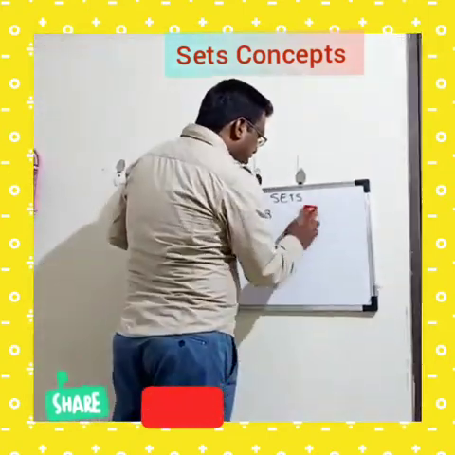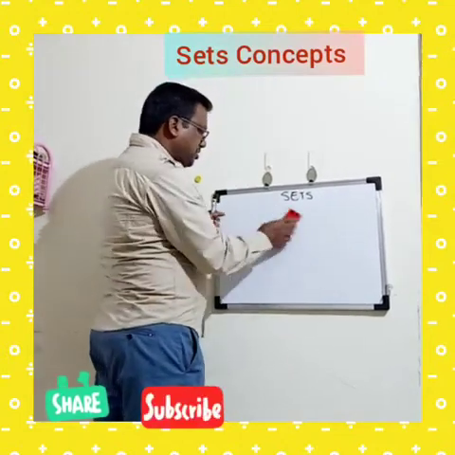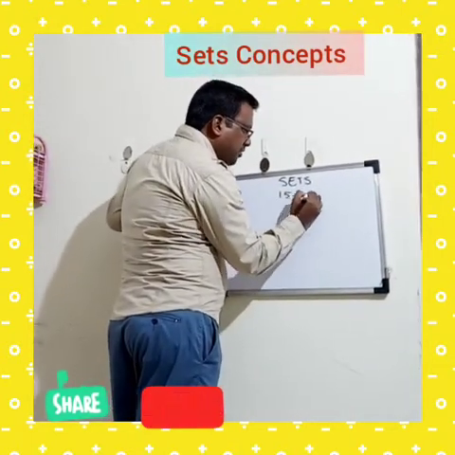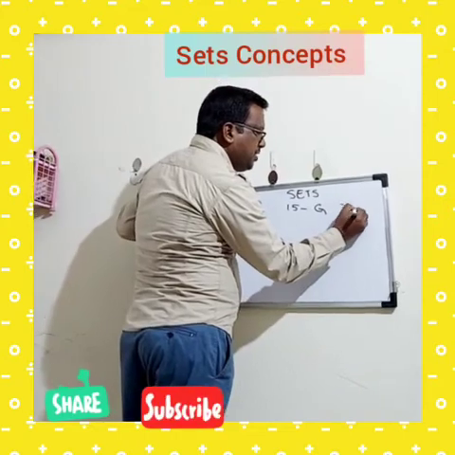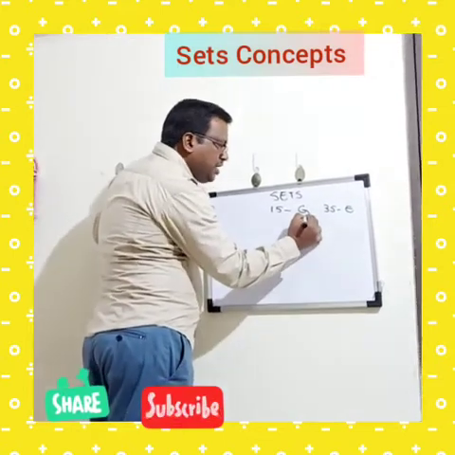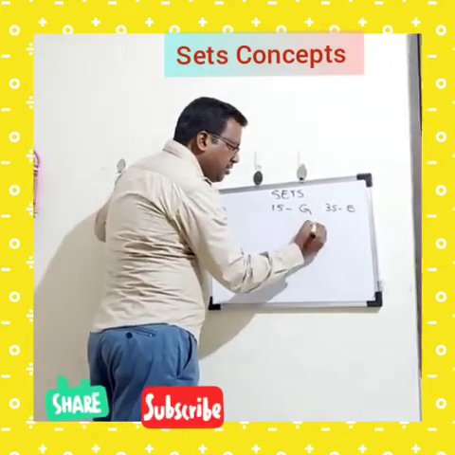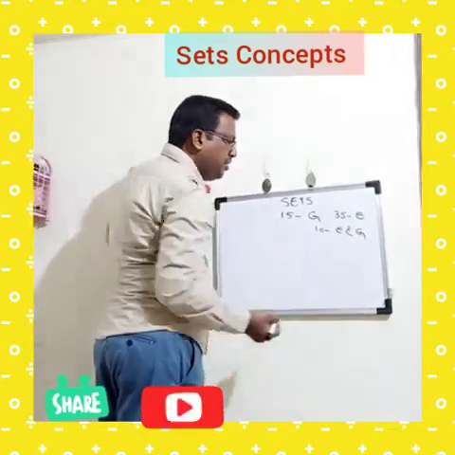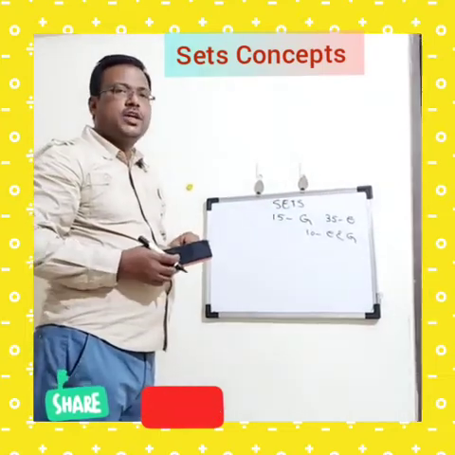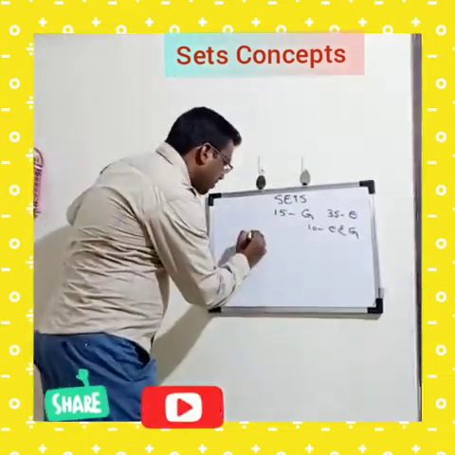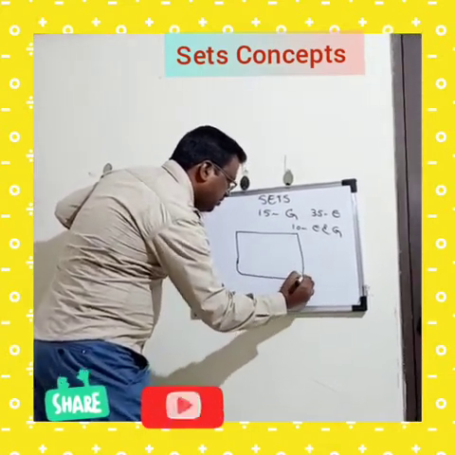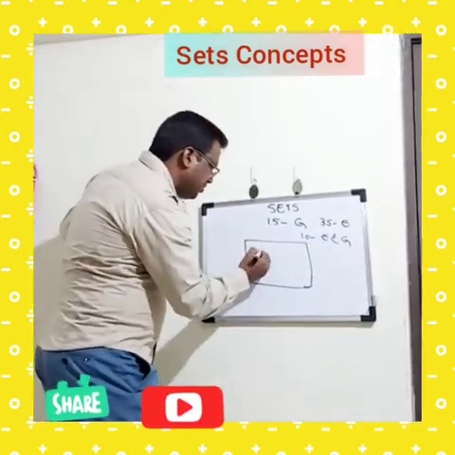In a class, 15 students like German language, 35 students like English language, but 10 students like both English and German. Then the question is, how many students like only German and how many like only English, we have to find. First, define the sets and draw the Venn diagram. By using the diagram you can find the answer in the simplest way.